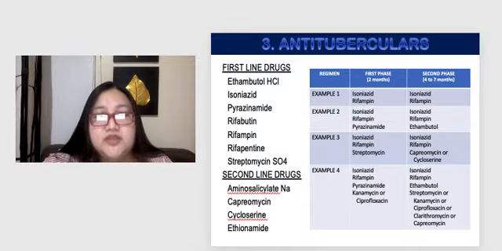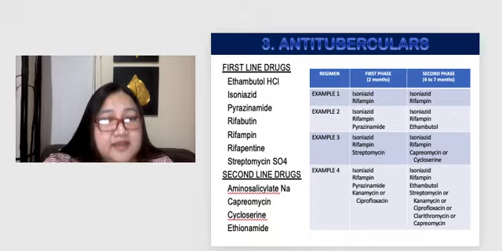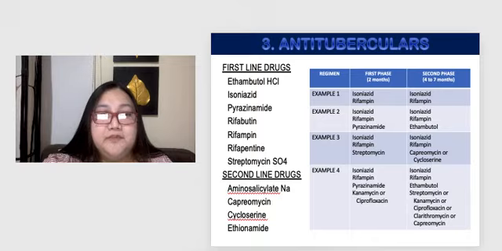Ethambutol, isoniazid, pyrazinamide, rifampicin, and streptomycin. Those 5 drugs. Why do you give these drugs in combination? Because they act on different phases of the bacterial cell life cycle. So, mas mabilis na napapatay yung bacteria. Okay? Now, before, TB is not treatable. But now, it is treatable because of these drugs, the anti-TB drugs.